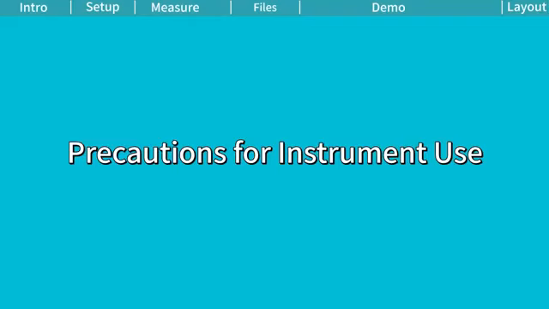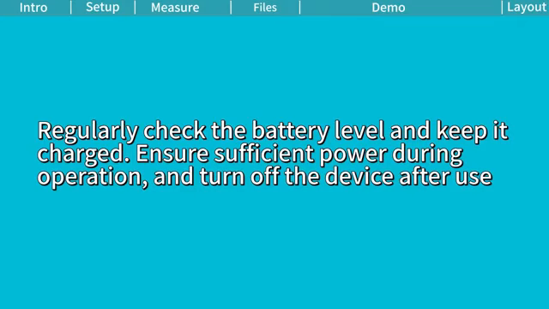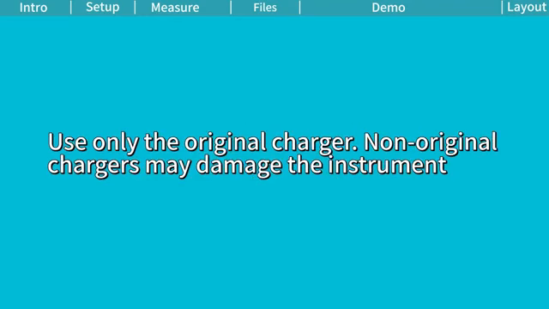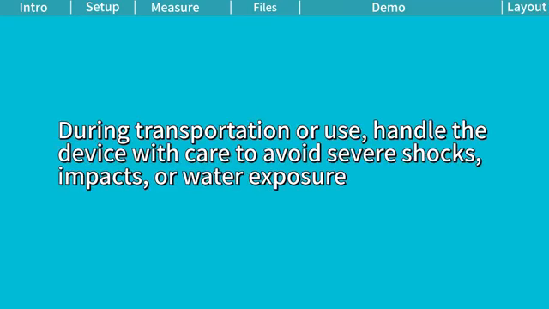Precautions for instrument use. Regularly check the battery level and keep it charged. Ensure sufficient power during operation, and turn off the device after use. Use only the original charger. Non-original chargers may damage the instrument during transportation or use.